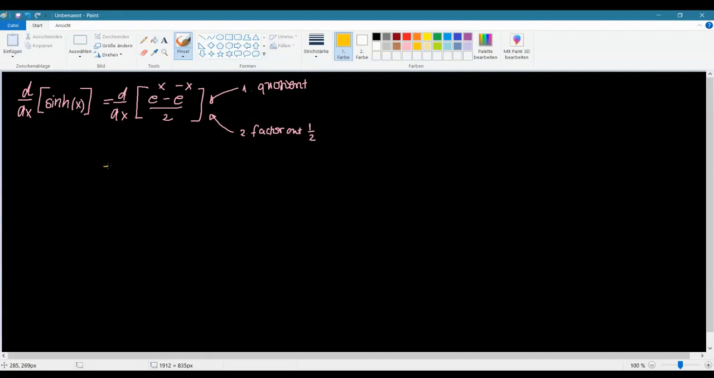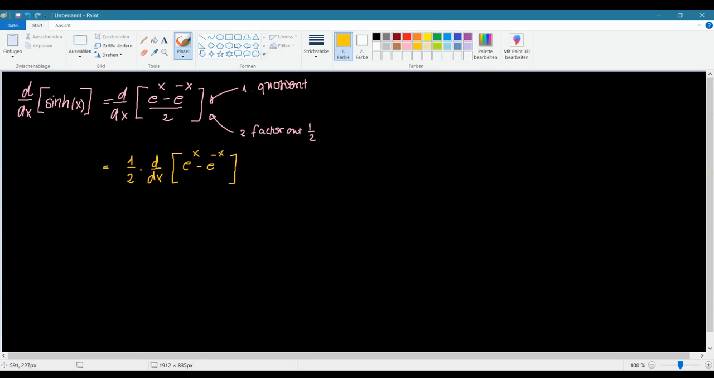So this equals 1/2 times d by dx of e to the x minus e to the negative x over 2. Well, what do we notice? Actually, that's not correct. That is not correct at all because we just got rid of that 2, right? Okay, so this is what we actually have left.